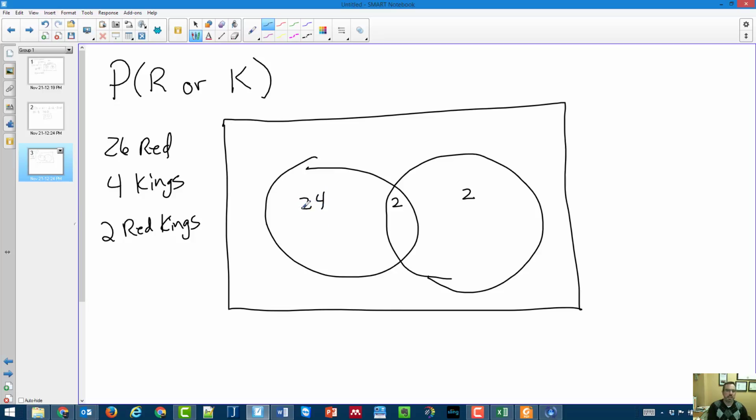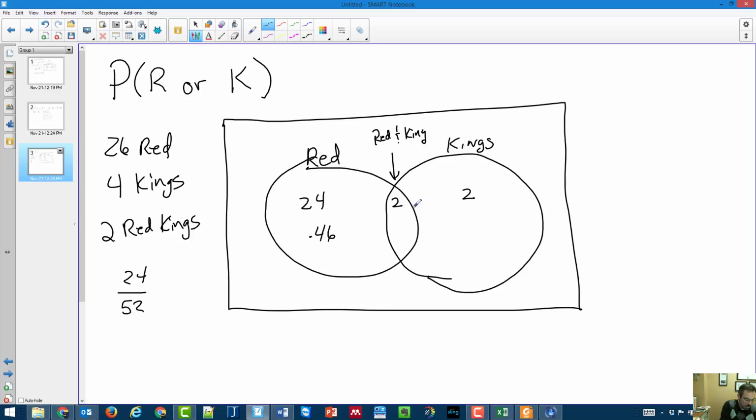So if I look at this all together, I'll see here's my 26 red cards. All this circle is my 26 red cards. Here's my 4 kings. Here are my red and king, so my red kings. Now, normally we would do these with the probabilities. So 24 out of 52 is 0.46.